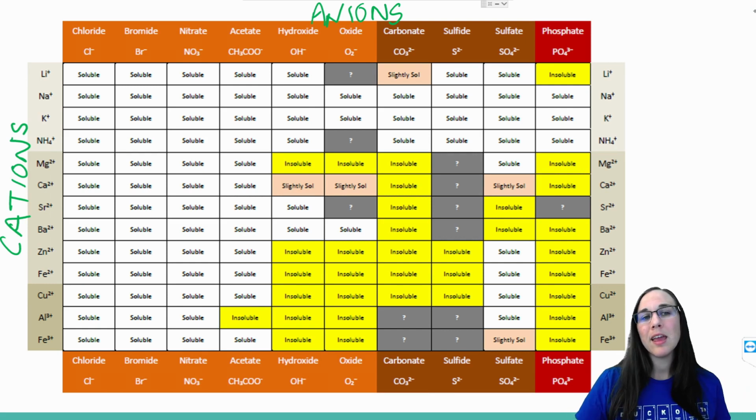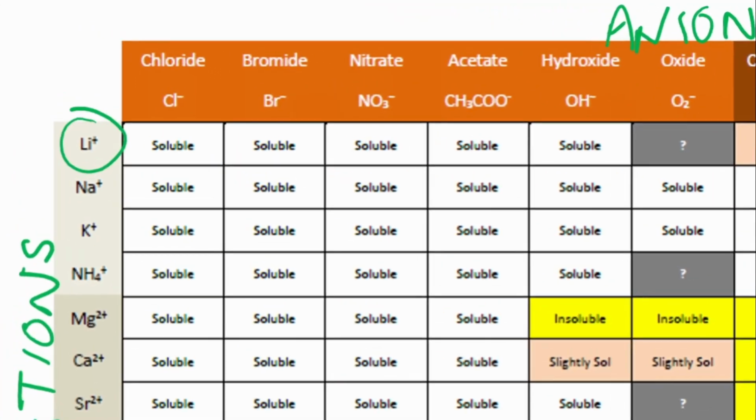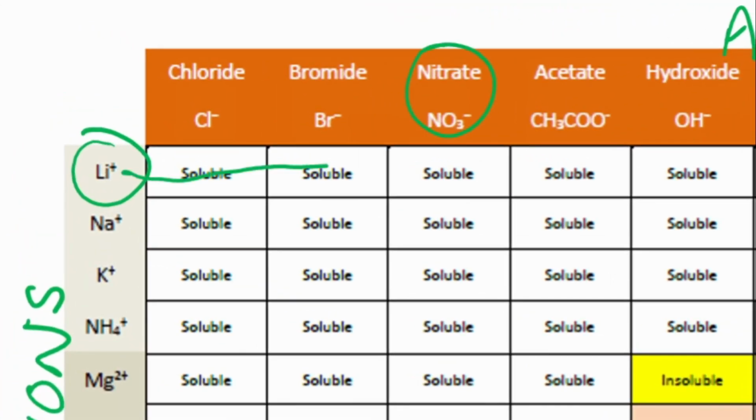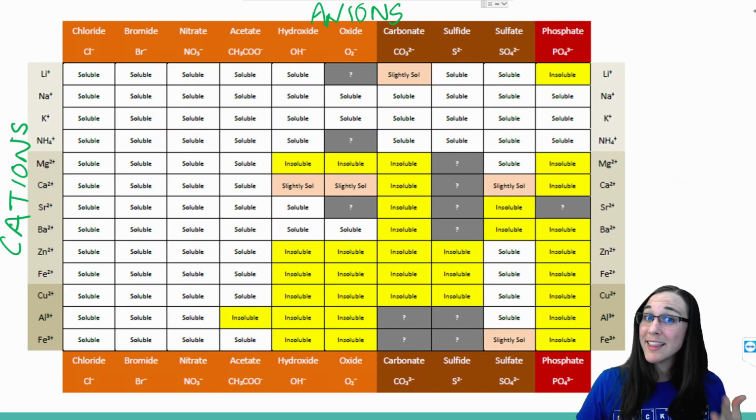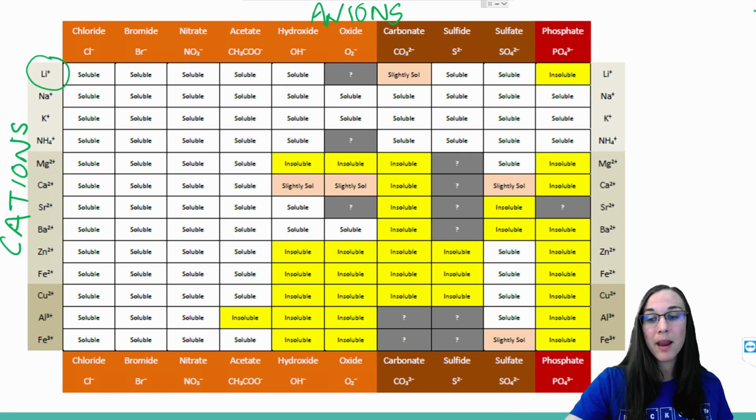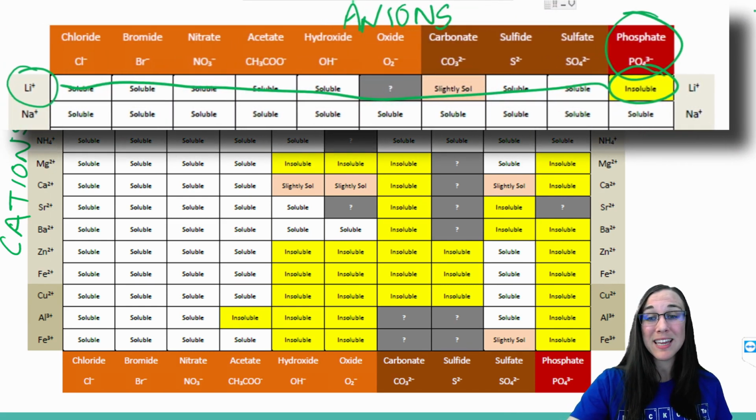For example, if I wanted to know if lithium and nitrate together was soluble or insoluble, I would go to the lithium and to the nitrate, go over and down, and I would see that that cation with that anion is soluble. However, if I was going to take that same lithium cation and pair it with a phosphate anion, we would see that that combination would be insoluble.